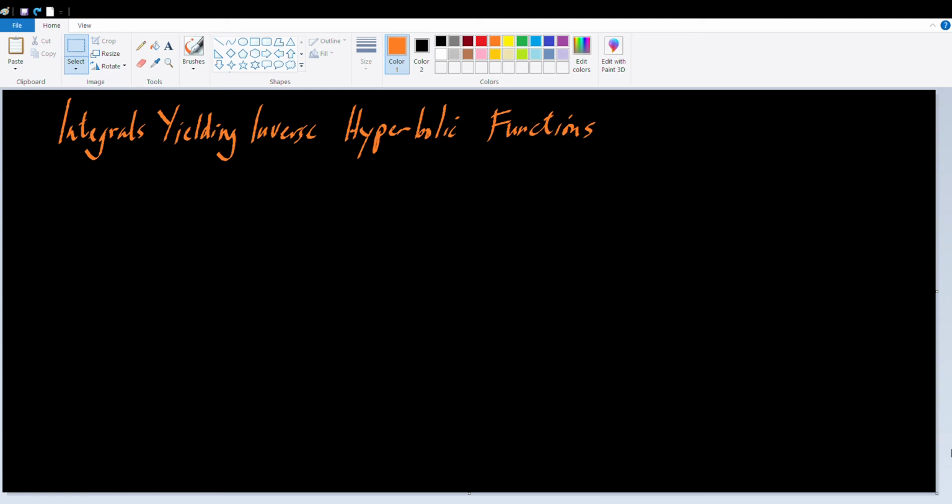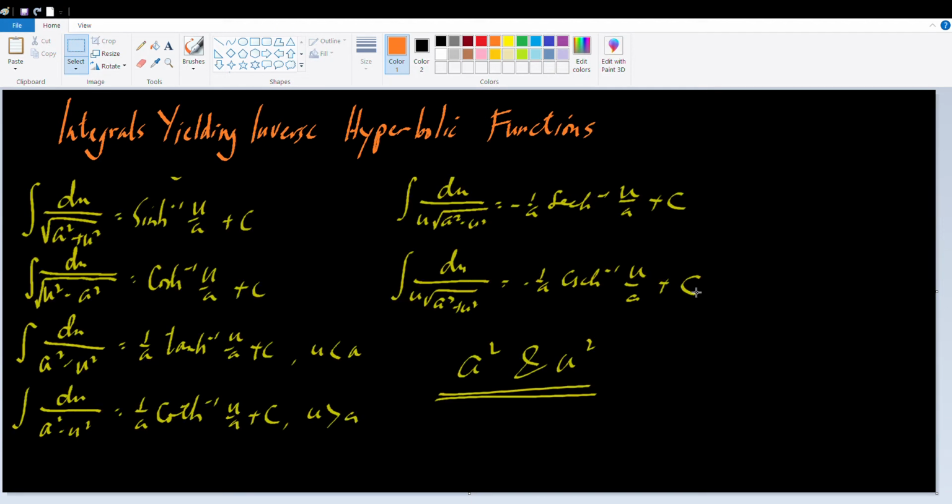We shall now discuss those integrals that yield inverse hyperbolic functions. So here are the formulas that we will be using. The integral of du all over the square root of a squared plus u squared is inverse hyperbolic sine of u over a. The integral of du over the square root of u squared minus a squared is inverse hyperbolic cosine of u over a plus c.